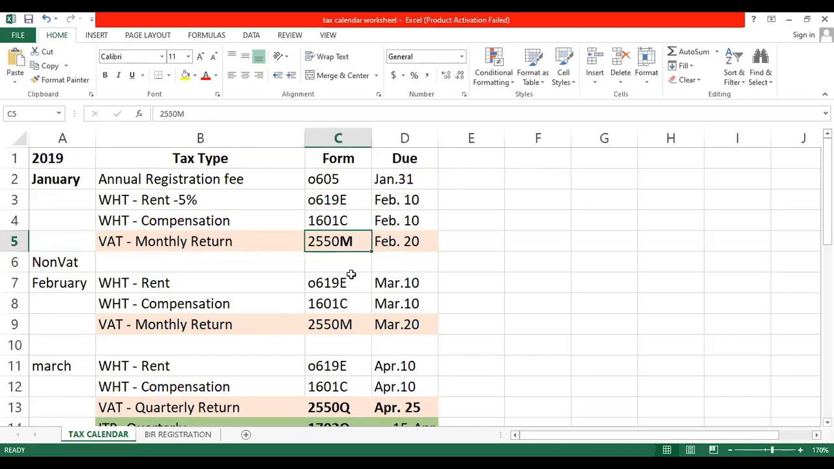So along with BIR form 2550M, you should remit that to the bank, okay, on or before February 20.